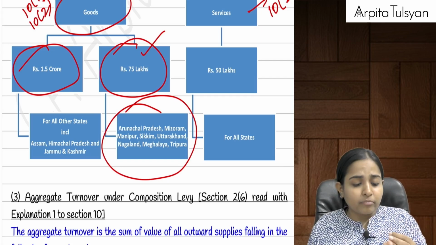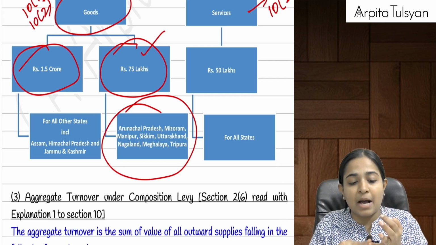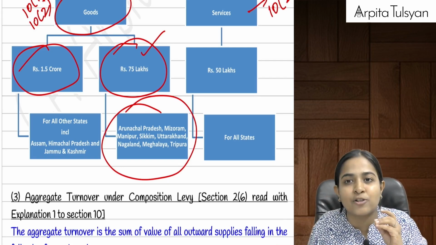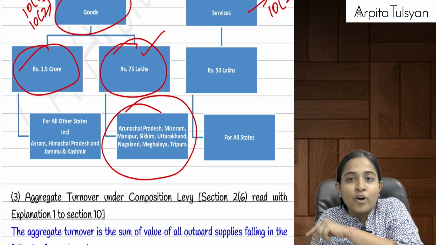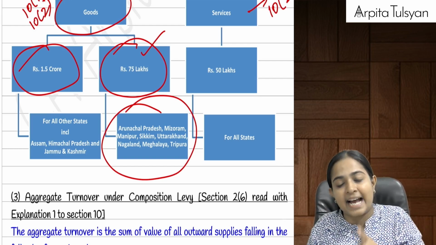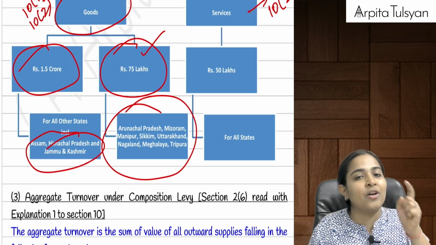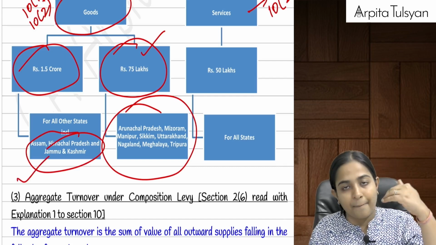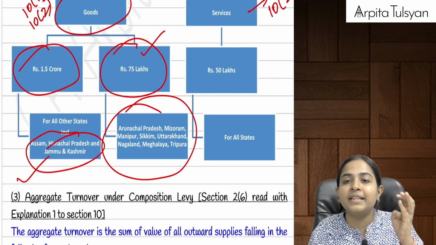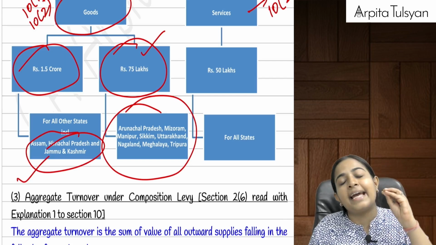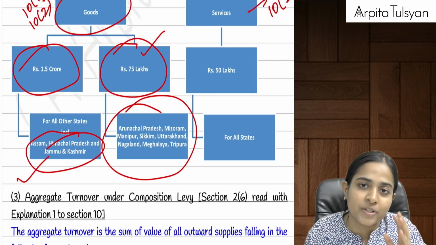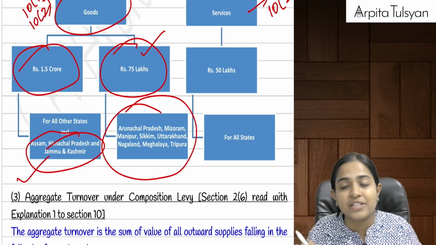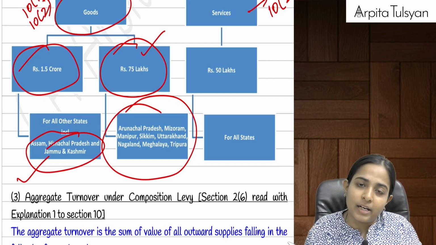Now you should have a doubt: ma'am, Assam, Himachal Pradesh and Jammu and Kashmir also come under special category states, but you have not included them in the limit of 75 lakhs. Yes, I agree, because these three states were not given the limit of 75 lakhs. So these three states, Assam, Himachal Pradesh and Jammu and Kashmir, can opt for the composition scheme if their aggregate turnover in the preceding financial year has not exceeded rupees 1.5 crore. Are you clear with this?